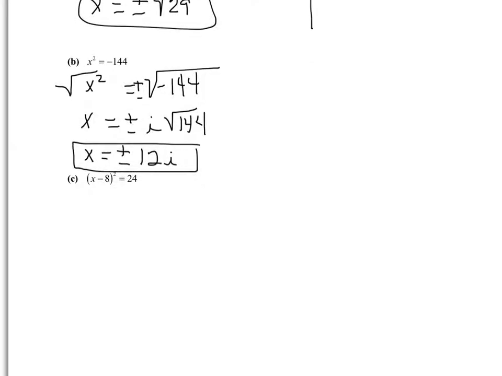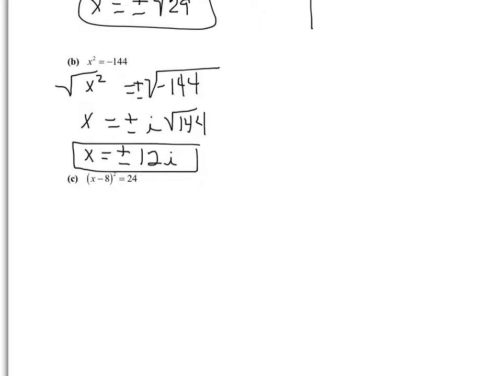Now if you look at example C, it looks different from the others, and that's because there's more than just the x being squared. I have a parentheses being squared. And the x is inside the parentheses. Remember, my goal is still to get to where I have just the x isolated. So in order to do that, the first thing I need to get rid of is the square. How do I do that?